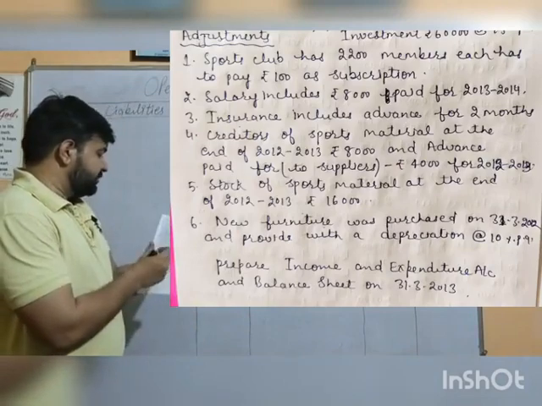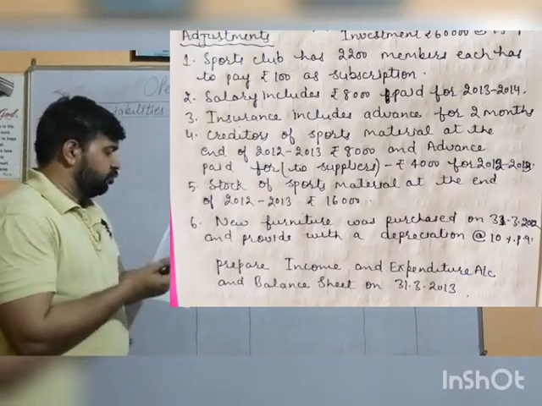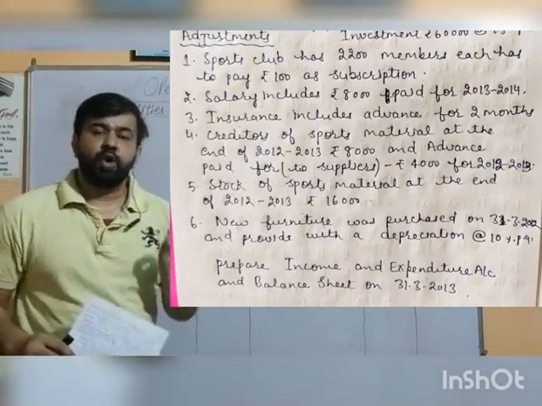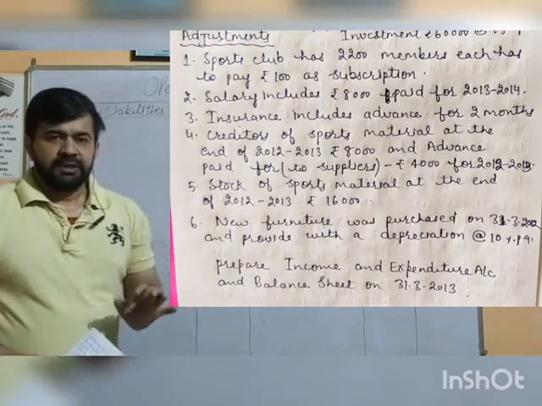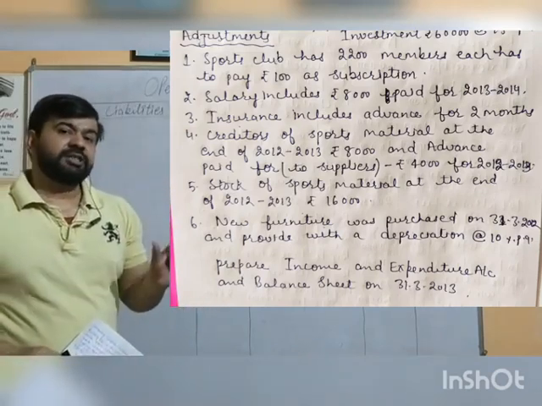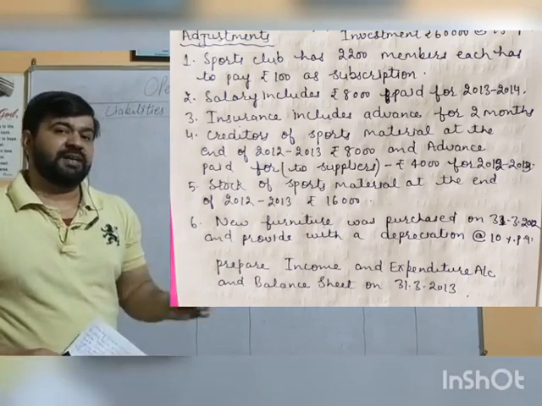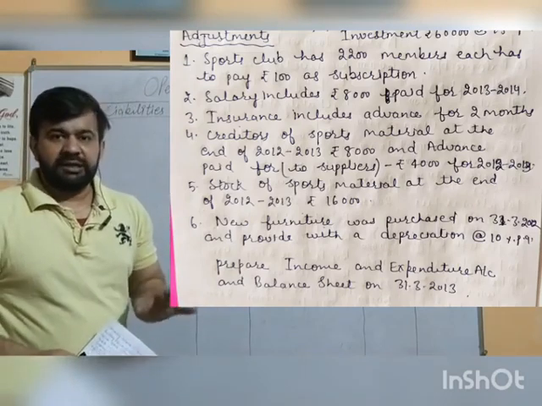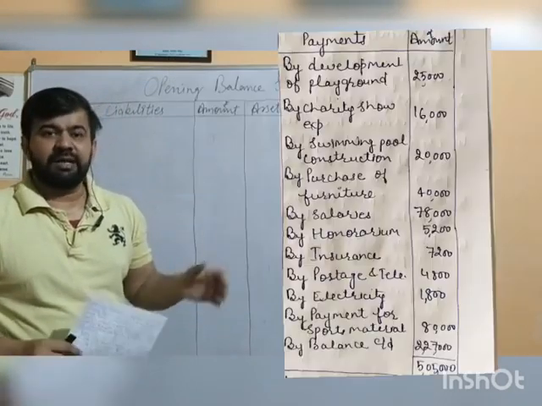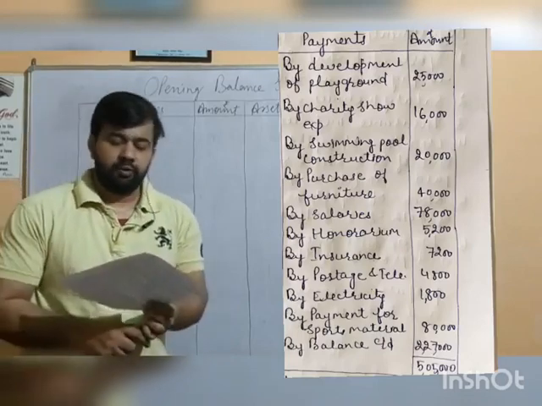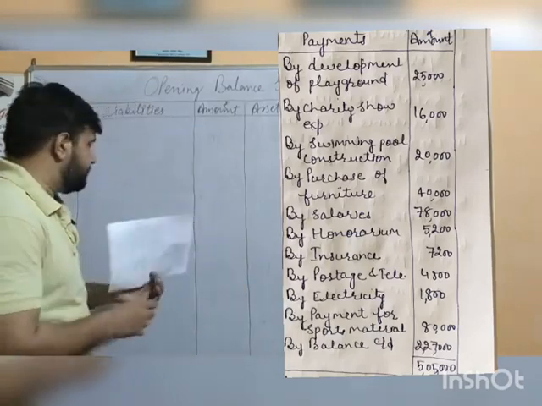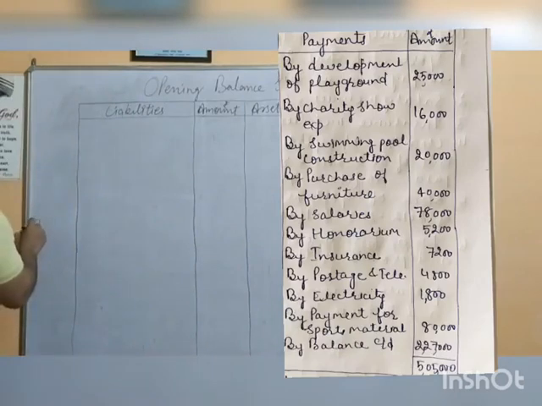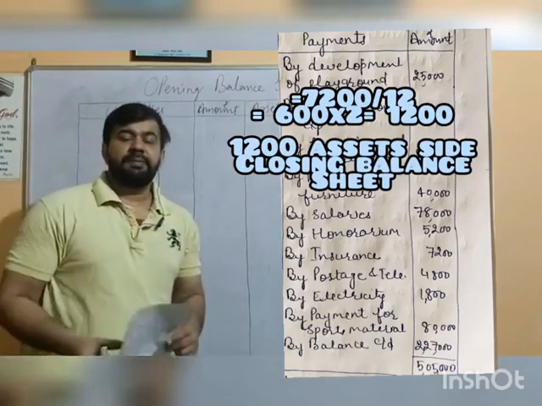Then we are having the next adjustment, insurance includes advance for 2 months. You know, insurance premium is always paid for 12 months. If they say that insurance premium includes 2-month advance, it means 10 months for the current year and 2 months for next year. Whatever amount we are having, we need to divide it by 12. Here we are provided with insurance premium 7,200, which is for 12 months. So we have to strike it off, 600 per month insurance premium payable.